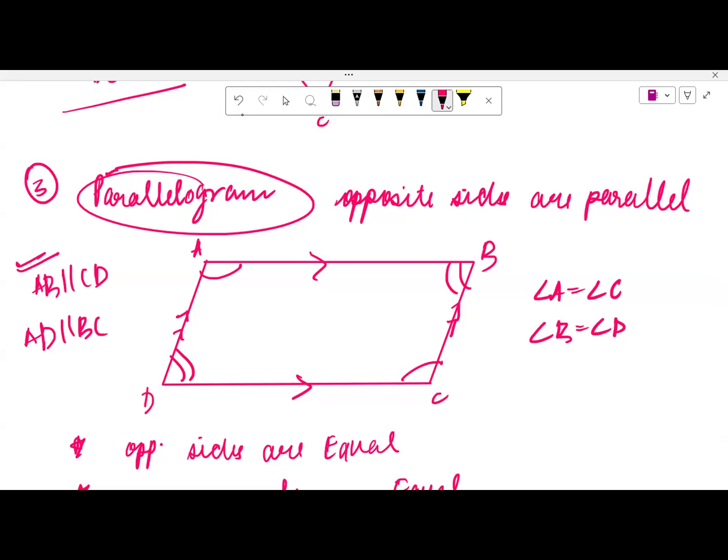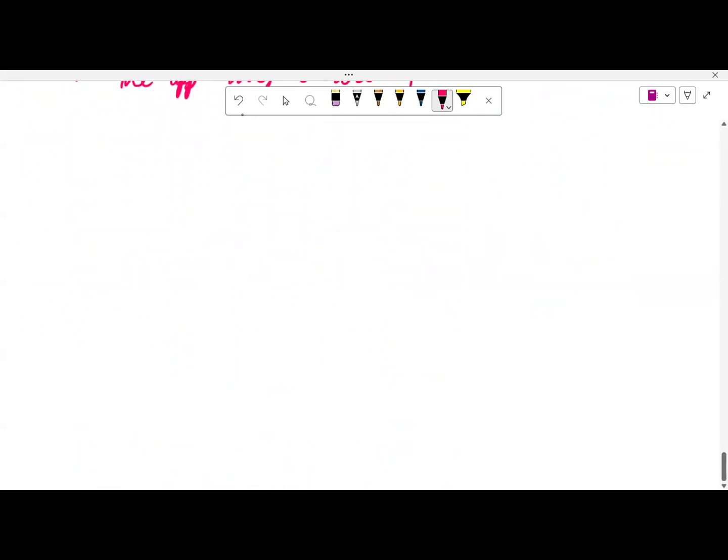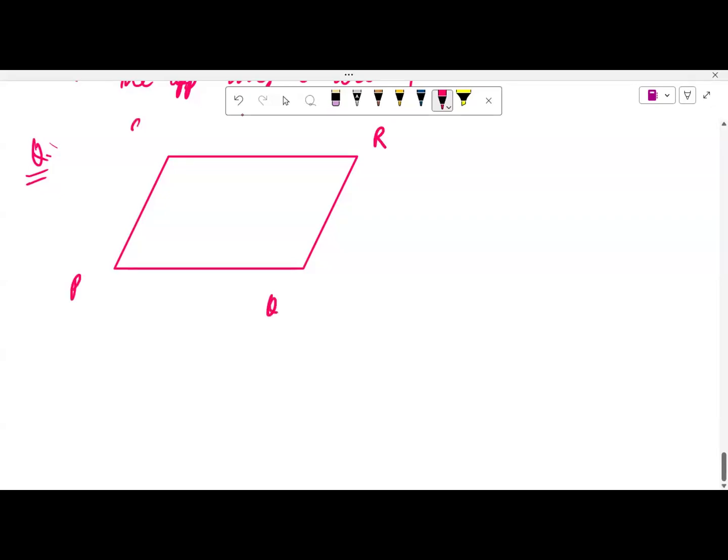Yes. So now I'll give you a question. You have to do that. This is a parallelogram PQRS, 7 centimeter, 12 centimeter. Okay, so you have to find the perimeter.